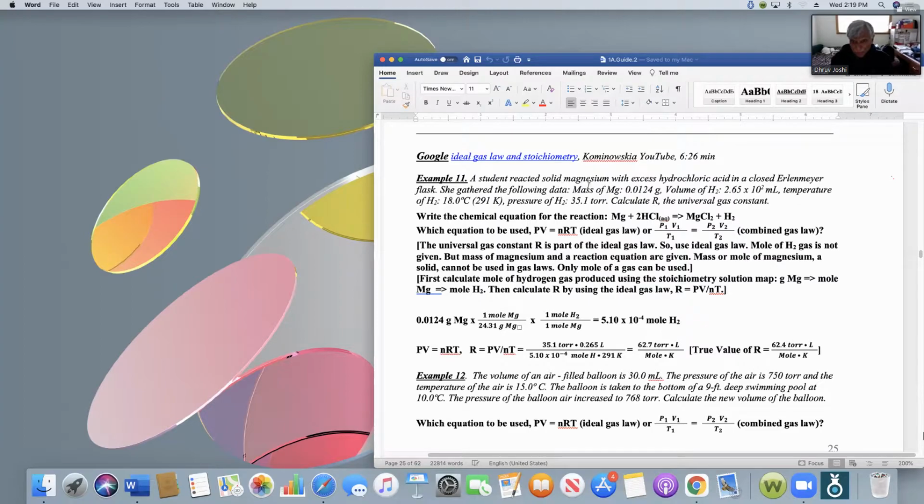A student reacted solid magnesium with excess hydrochloric acid in a closed Erlenmeyer flask. An Erlenmeyer flask looks like this.